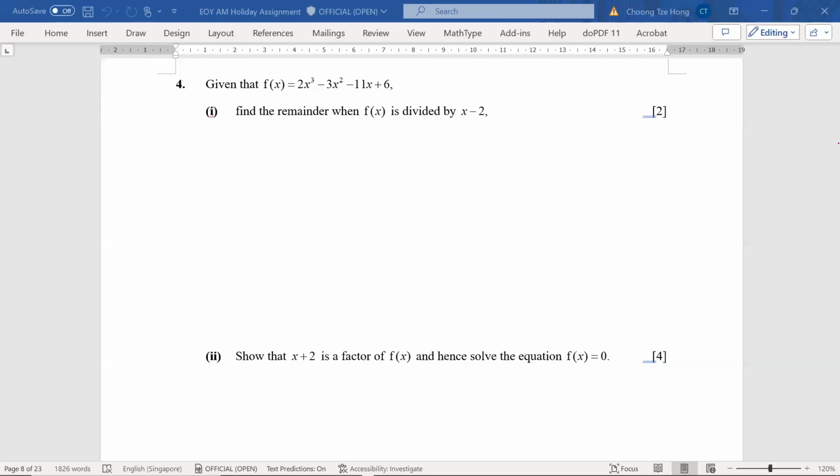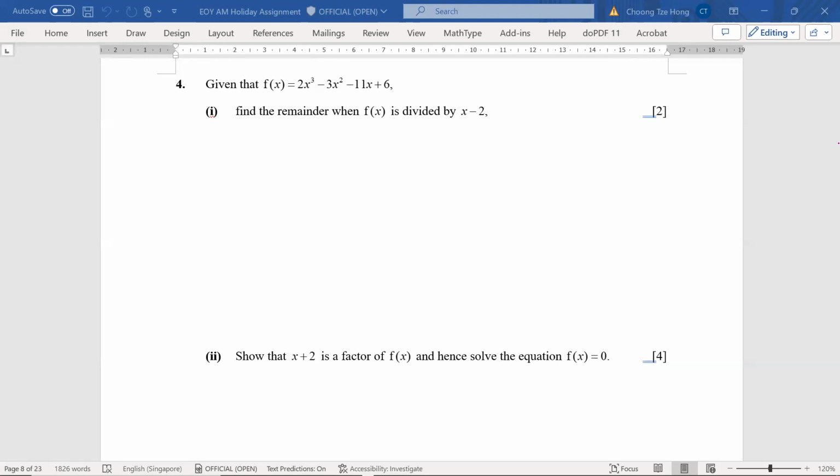Hi students, in this video I'll be going through the 2014 O-Level Paper 2 question 2. This is a question regarding the remainder theorem as well as cubic equations. So let's take a look at the question.